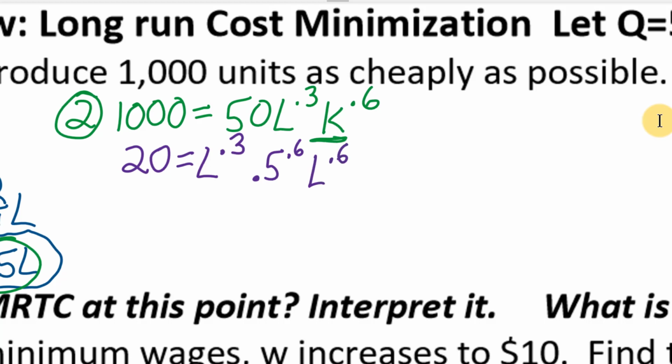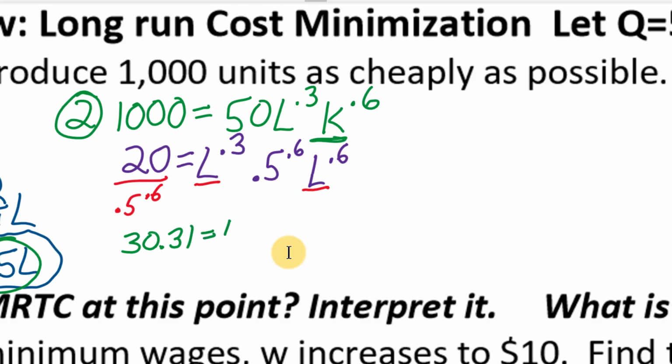And now we just need to collect everything and solve this for L. So we're eventually going to want to divide both sides by 0.5 to the 0.6, whatever that is. And then we're going to want to collect those two L's. So how many L's do we have? L to what power? Right, L to the 0.9. When we divide 20 by 0.5 to the 0.6, I get something around 30.31.